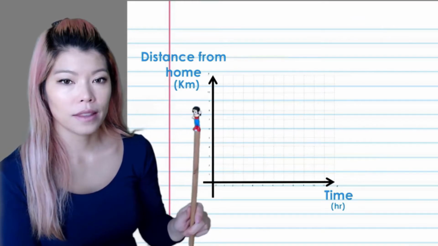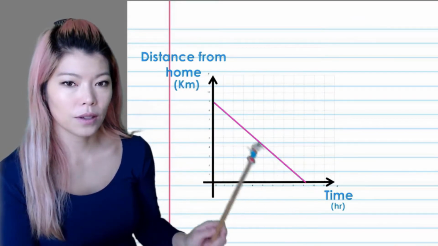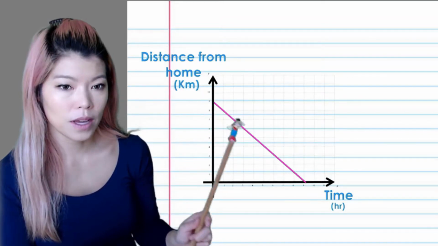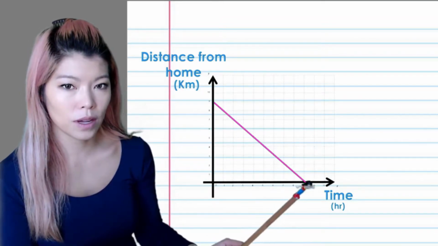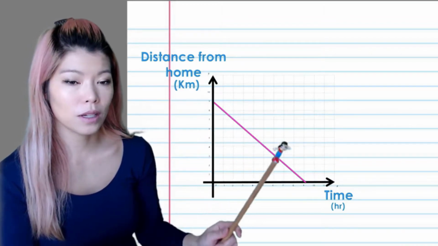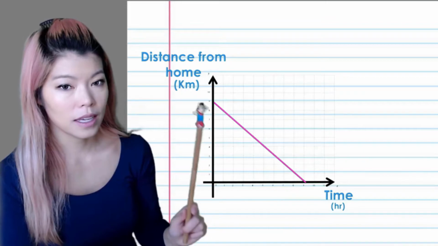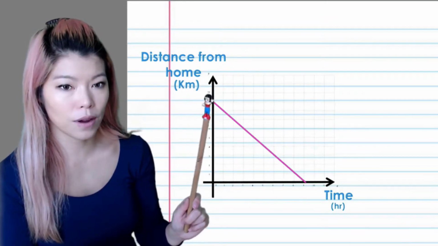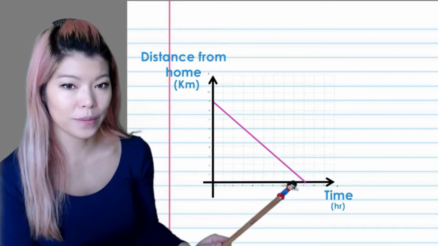What about if we had the line going that way? So here at time 0, we start at 9 kilometers away from home, and at time 9 hours, we're 0 away from home. So we start away from home and we're coming towards home, which means this graph is describing somebody who started away from home, coming towards home.